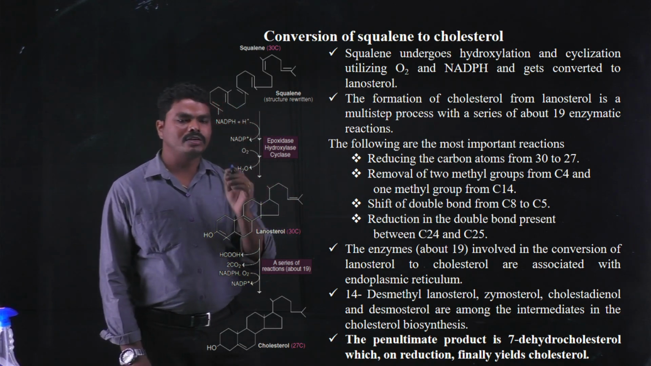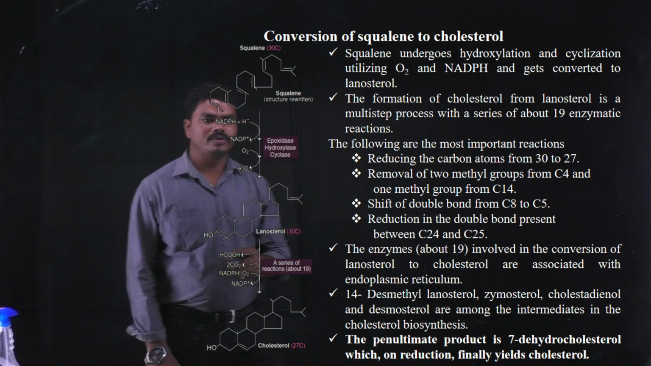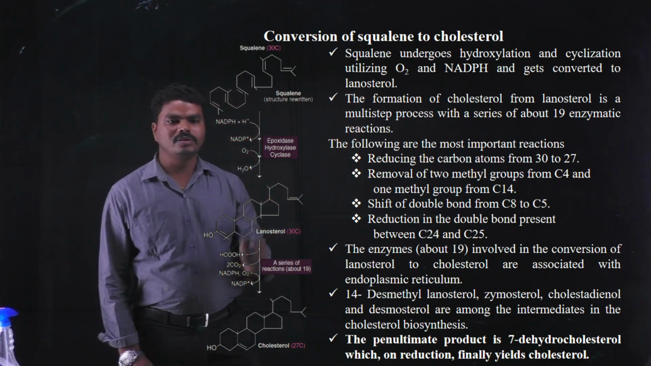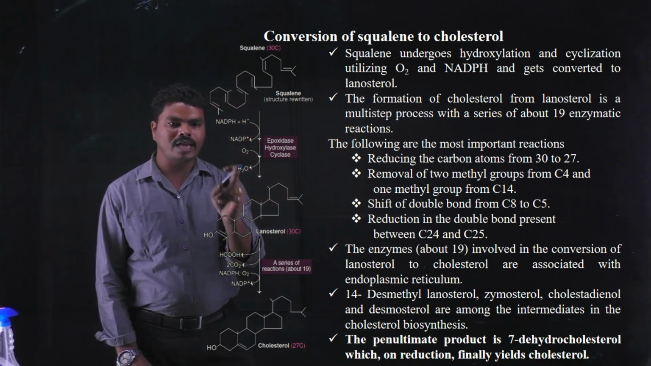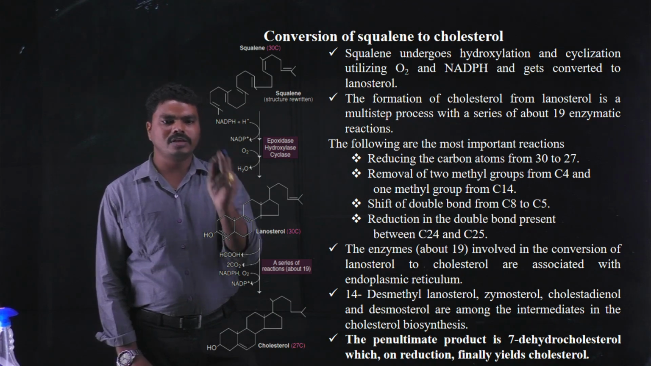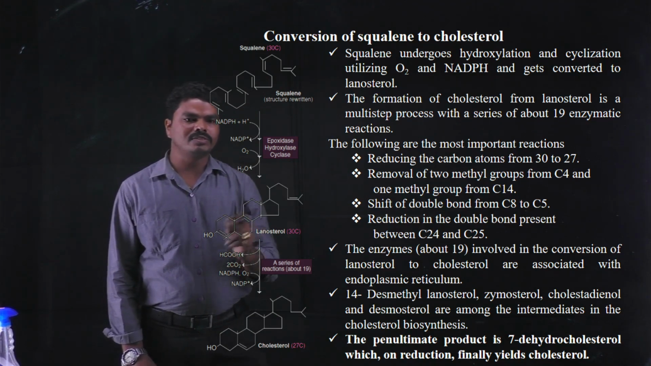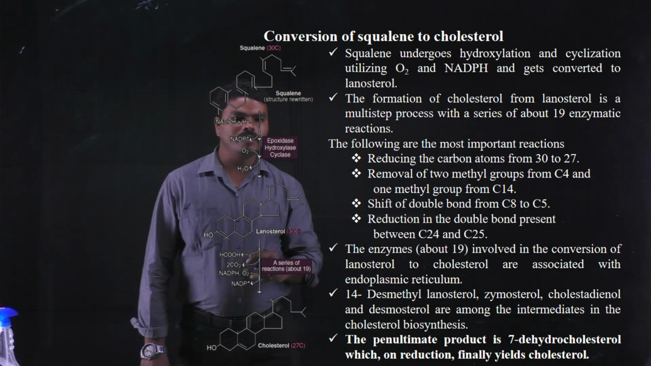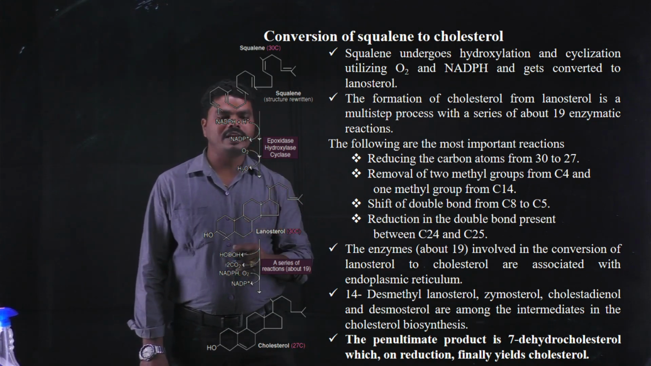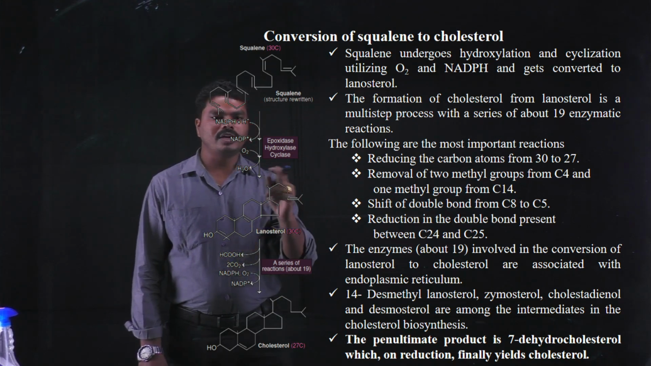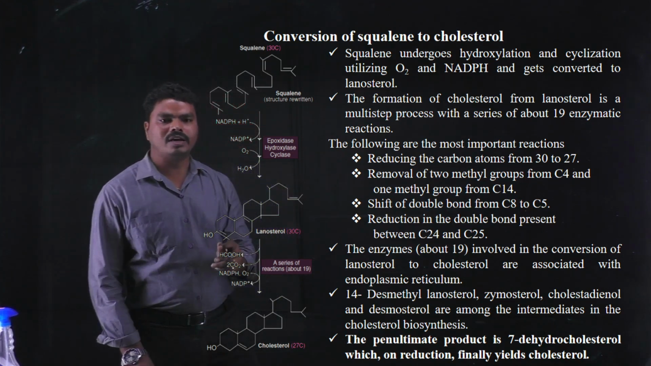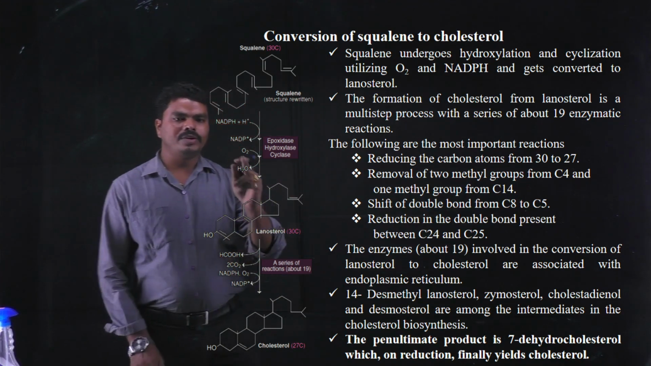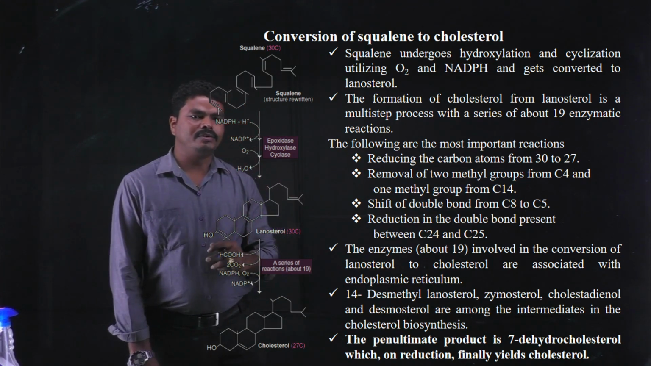Squalene is converted to cholesterol in this final step. The squalene undergoes hydroxylation and cyclization by utilizing oxygen as well as NADPH, and thereby it is converted into lanosterol. This reaction is catalyzed by the epoxidase hydroxylase cyclase, an enzyme that converts squalene to lanosterol by utilization of oxygen and NADPH.